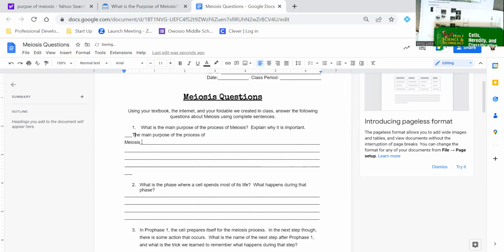So the main purpose of the process of meiosis is to what? To produce sex cells. To reduce the number of chromosomes, right? We have to reduce the number of chromosomes. So that's the main purpose. But then there's another part. Make sure you're getting that in there. So the main purpose of the process of meiosis is to reduce the number of chromosomes in the sex cells.